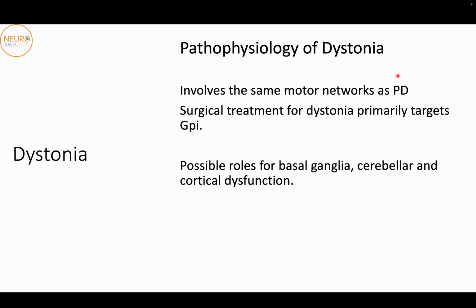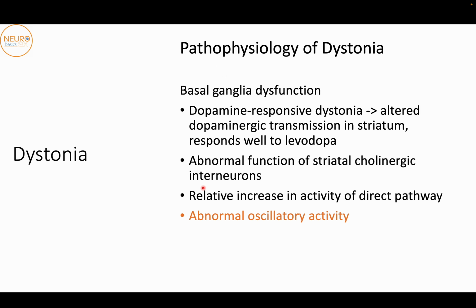Now, what happens in dystonia is that it also involves similar motor networks as PD, but the primary treatment nucleus for dystonia is going to be GPI. The pathology might lie in the basal ganglia, in the cerebellum, or even in the cortex. So similar to what we have in PD, similar things are happening with dystonia also. Again, an important thing to remember is abnormal oscillatory activity.